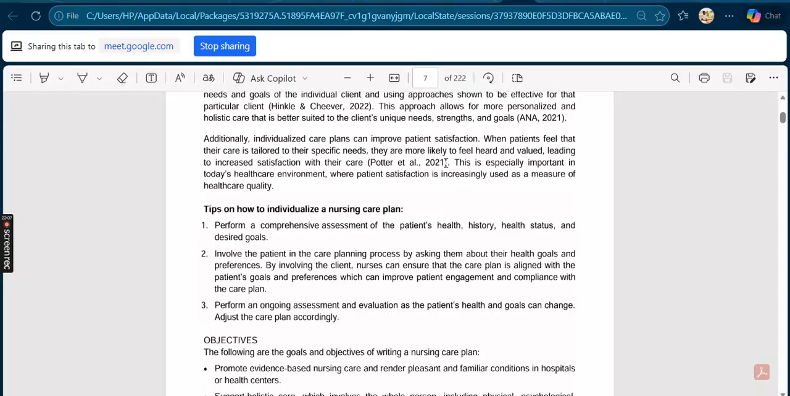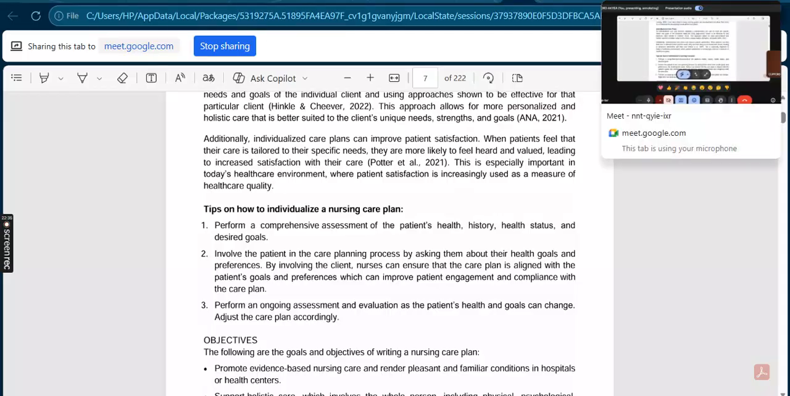So now we are trying to plan care for the patient. These are the things that we can go through to plan the care for the patient. You have to know the patient's health history or health status and desired goals, the things that we want to achieve. You have to involve the patient in it, so in that case the patient too will get involved. You have to converse with the patient.